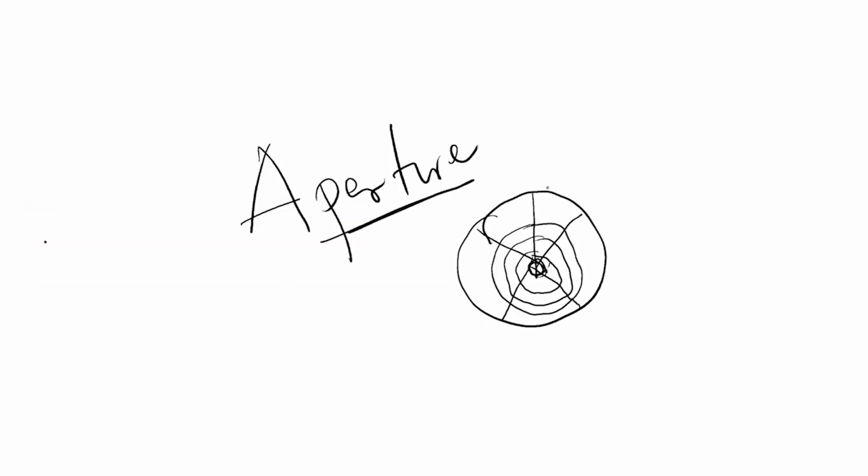You get it now? So the diaphragm that is covering the lens, that is actually built inside the lens. The diaphragm that is covering the lens is what we refer to as aperture. Now, what does aperture do?